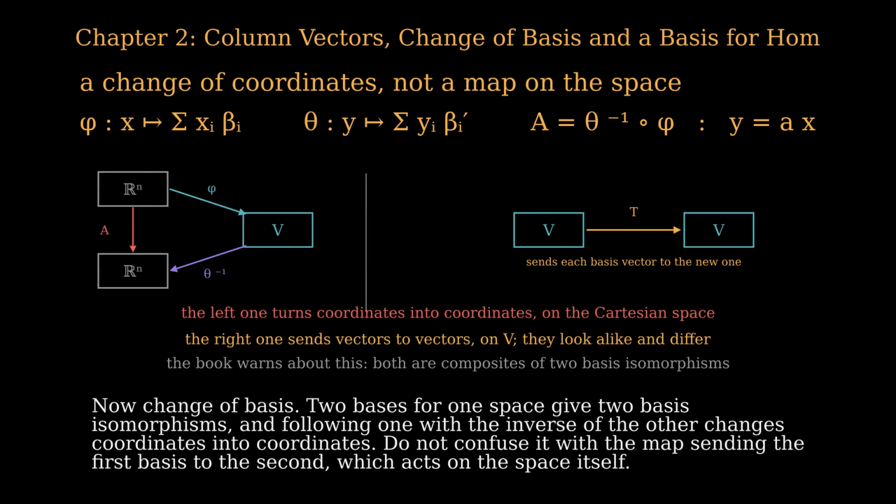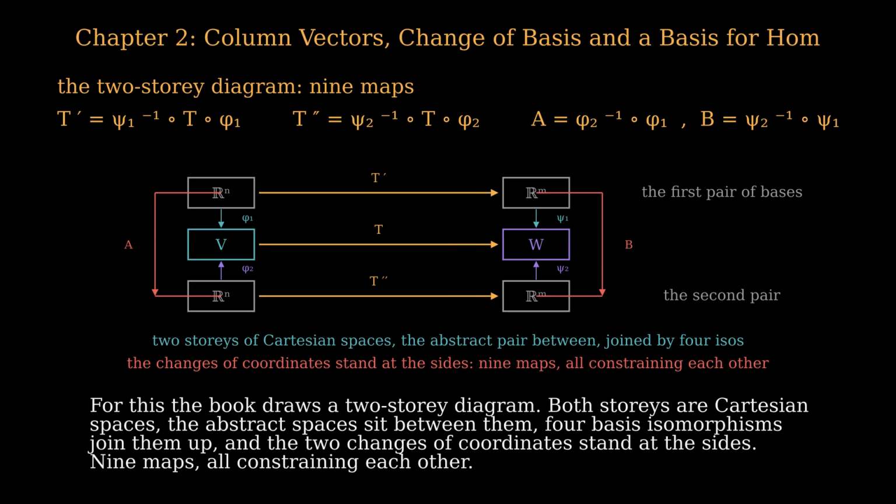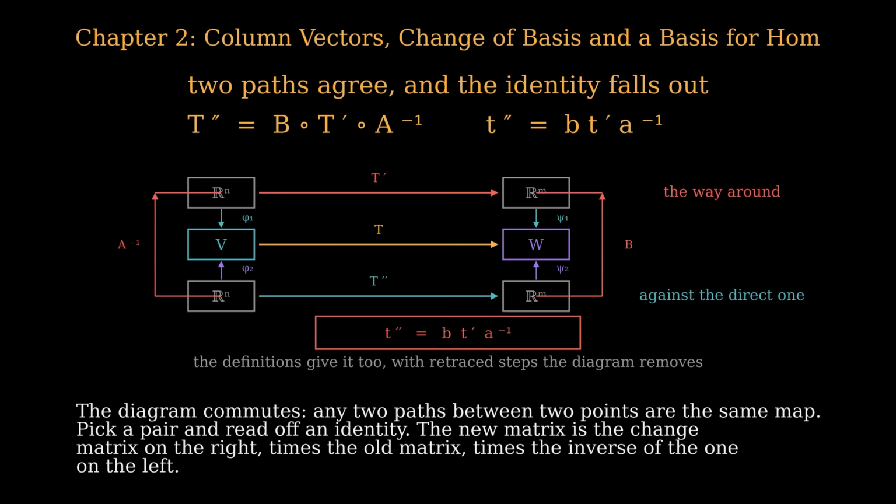Now change of basis. Two bases for one space give two basis isomorphisms, and following one with the inverse of the other changes coordinates into coordinates. Do not confuse it with the map sending the first basis to the second, which acts on the space itself. For this, the book draws a two-story diagram. Both stories are Cartesian spaces. The abstract spaces sit between them. For basis isomorphisms, join them up, and the two changes of coordinates stand at the sides. 9 maps, all constraining each other. The diagram commutes. Any two paths between 2 points are the same map.